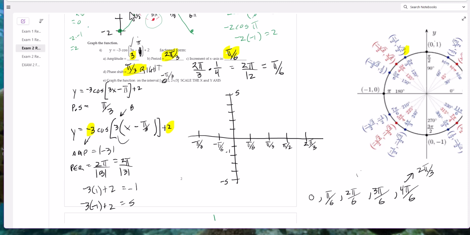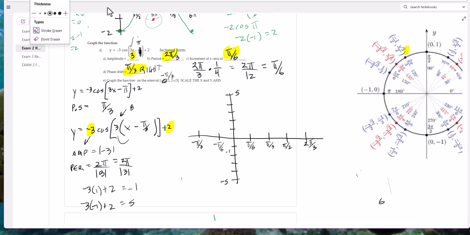Okay, so now if you have a phase shift, the way you want to go about graphing is I usually like to get students to do this in 2 stages. What you want to do is start at that phase shift. So this is a phase shift, pi over 3 to the right.